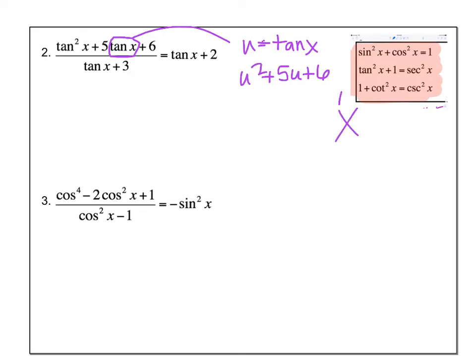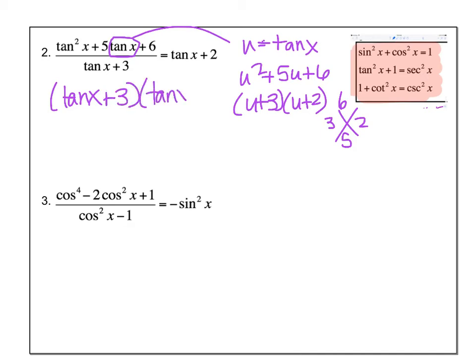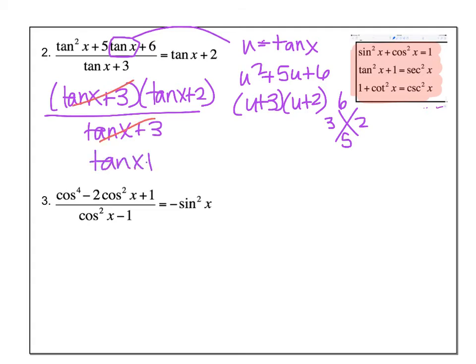Now that they're u's, it's a lot easier to look at it. Factors of 6 that add to 5 are 3 and 2, so it's u plus 3 times u plus 2. Now we put the tangent x back in: tangent x plus 3 times tangent x plus 2 over, the bottom was tangent x plus 3. And again, we have something that cancels. We get tangent x plus 2, which is what we wanted it to equal. Check, got another one done.